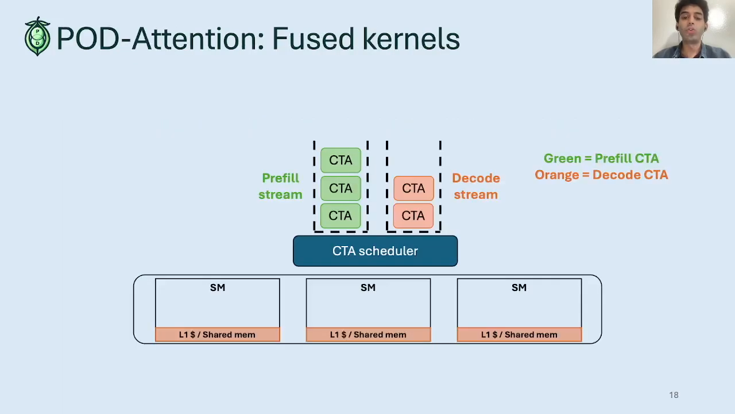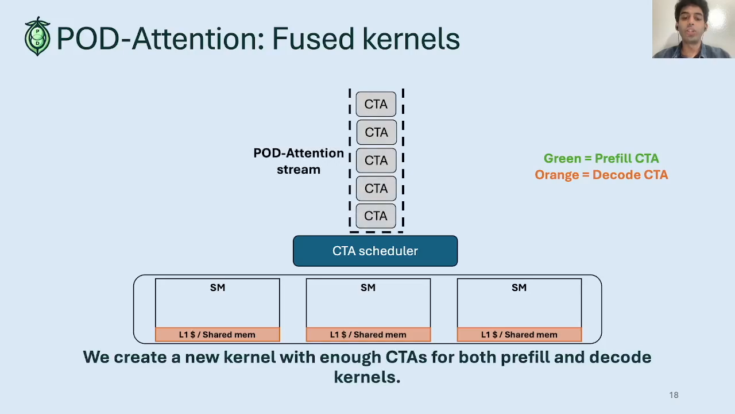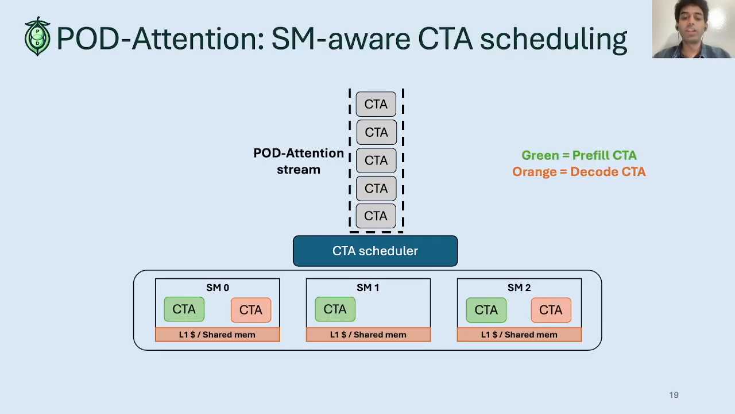Previously, we would launch two kernels, one for prefill and one for decode, each with a certain number of CTAs depending on the inputs. With POD-Attention, we instead have a new kernel which is launched with enough CTAs for both prefill and decode combined. Instead of having dedicated prefill and decode CTAs, we treat all of the CTAs the same before execution begins.